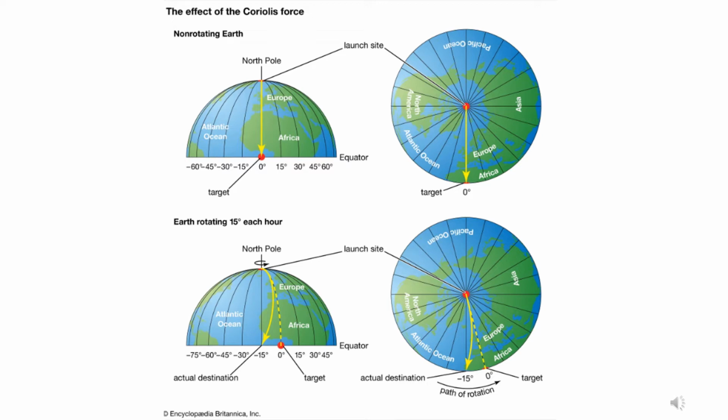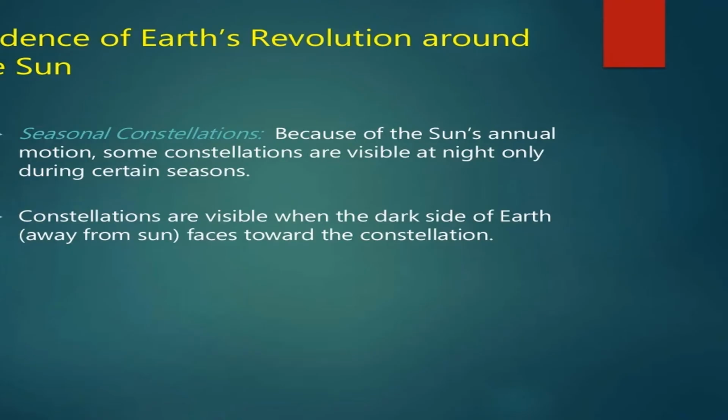So the actual path we launched is a straight path, but as the Earth is rotating at a 50 degree angle to the right, it means that the direction of rotation is from the left to the right. The target has to move on the straight path, but it appears to move on a curved path. That is the actual destination of the path under the Coriolis effect of the Earth's revolution around the Sun.